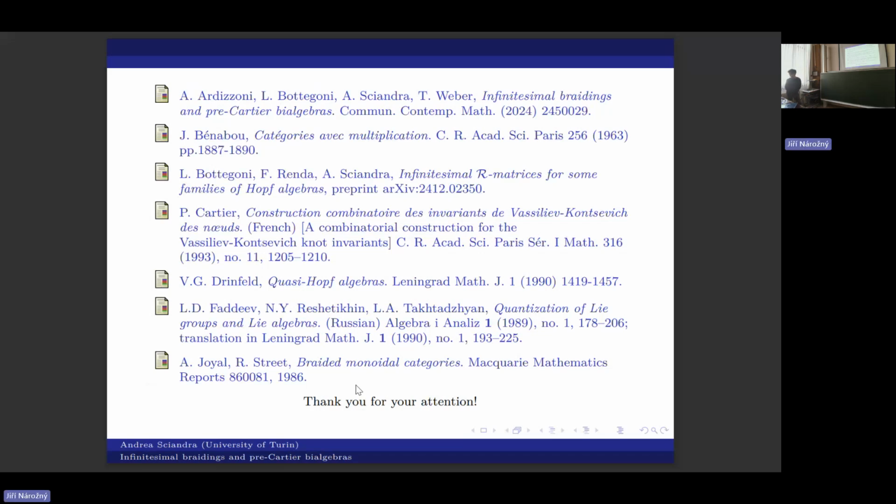In this way, you are able to classify all pre-Cartier structures by some cohomology technology. And you just know that your pre-Cartier are 2 cocycles. So in some cases, it's useful to classify these 2 cocycles, and we did for EN. But in general, it's not so easy then to classify them. Usually you classify 2 cocycles because there are some tools to classify them.